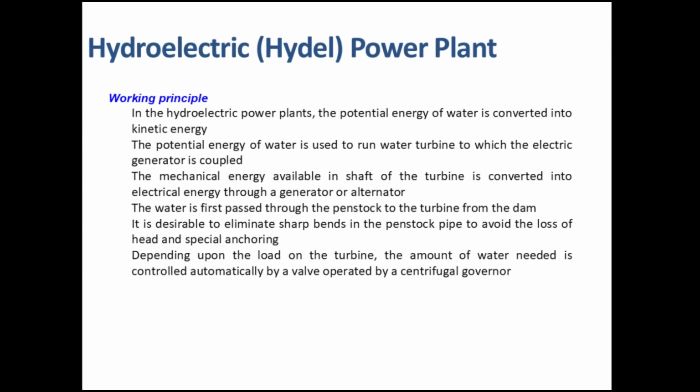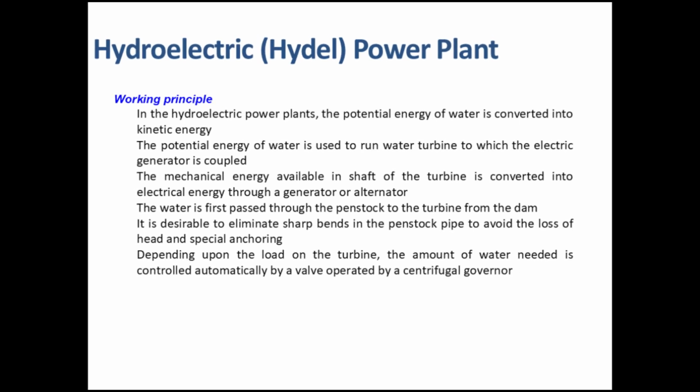Working principle. In hydroelectric power plants, the potential energy of water is converted into kinetic energy. The potential energy of water is used to run a water turbine to which the electric generator is coupled. The mechanical energy available in the shaft of the turbine is converted into electrical energy through a generator or alternator.